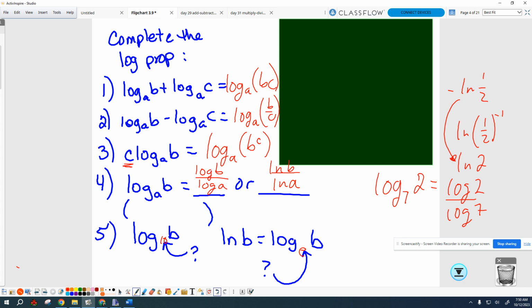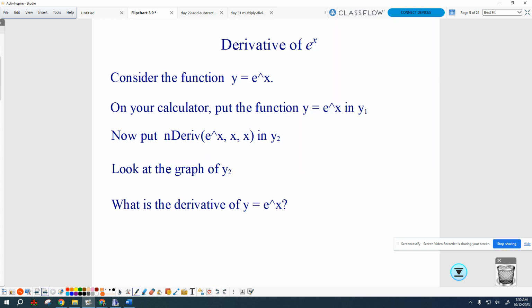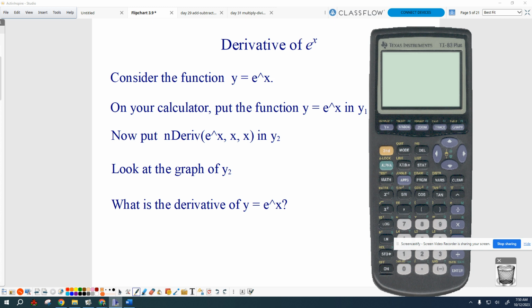So again, for all of the derivatives that I'm showing you guys, you don't need to do the proofs of them, you just need to know the patterns. So I'll show you the graph. Don't actually type it in on your calculator. I'm worried about time.